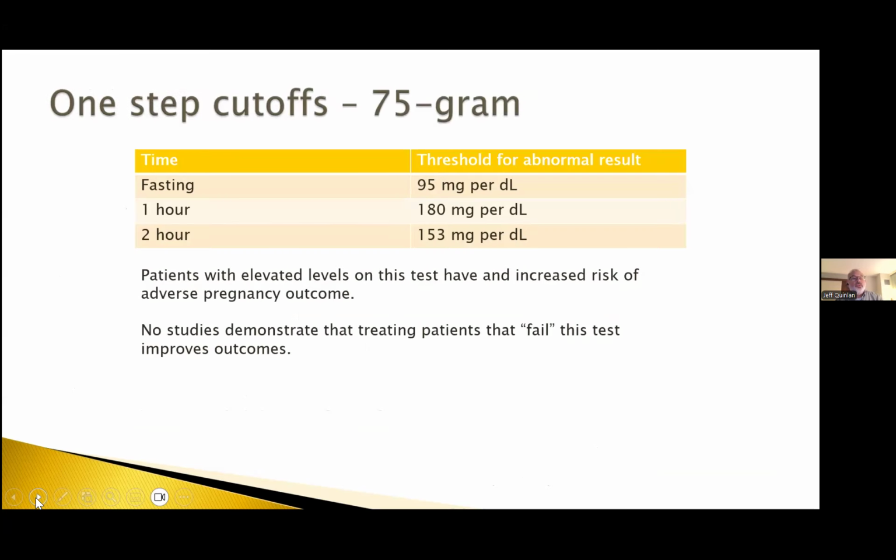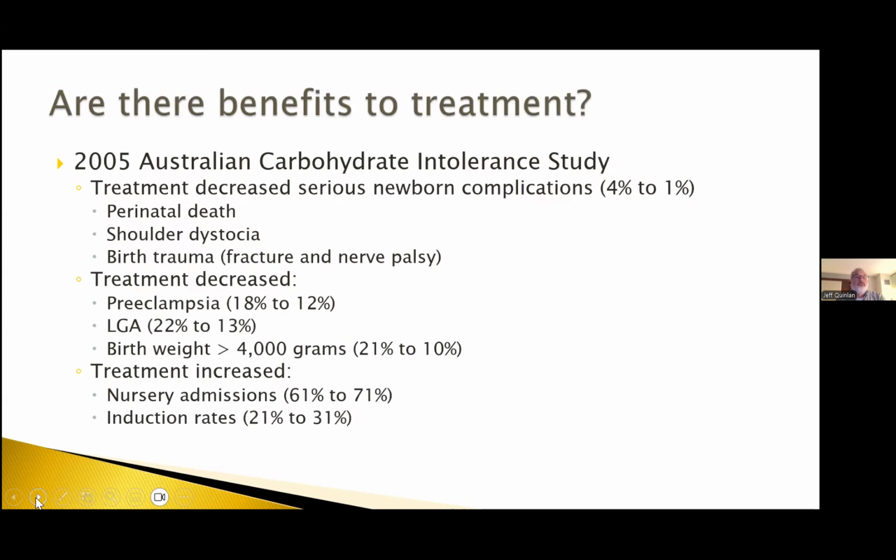I mentioned that there's also the possibility of one-step cutoffs, and this is with that 75-gram load. When you do a 75-gram load, you're going to test three separate times: fasting, 1 hour, and 2 hour. The cutoffs you can see here are 95, 180, and then 153. And there have been studies that show that if you have elevated levels on this test, you definitely have an increased risk of adverse pregnancy outcomes. And so this is an equally reasonable way to test.